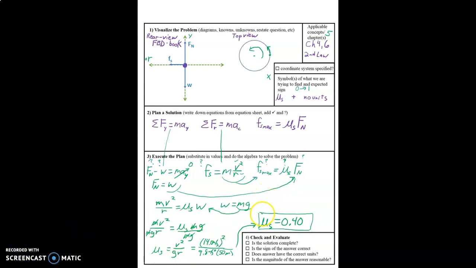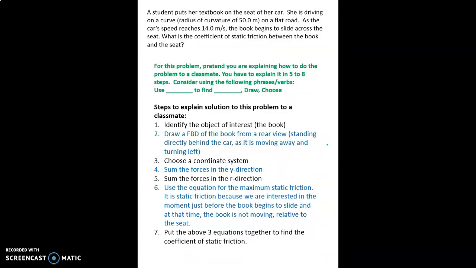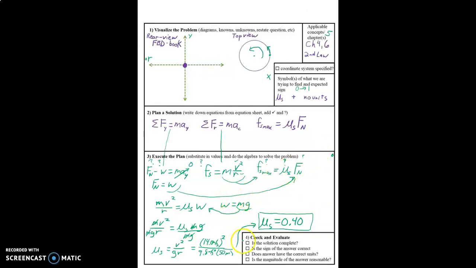Alright, is the solution complete? Well, let's go back to our other page here, and it says that we are supposed to find the coefficient of static friction. So we did that. Alright, so our solution is complete. Is the sign of the answer correct? Yeah, we had positive, positive, positive, and our answer came out positive, and that's what we expected.